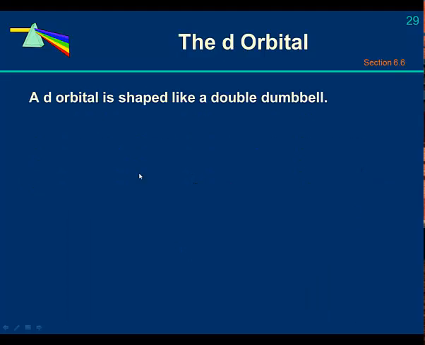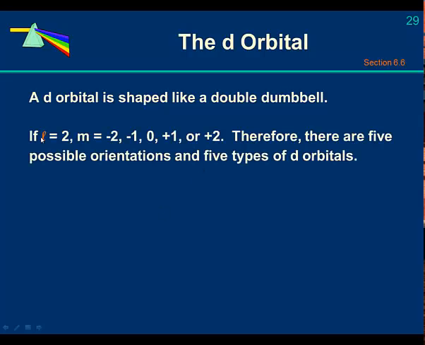The d orbital. The d orbital is shaped like a double dumbbell. If you remember, L equals 2 is a d orbital. And if L equals 2, we can have m sub L values of minus 2, minus 1, 0, plus 1, or plus 2. That's 5 different orbitals in a d subshell.